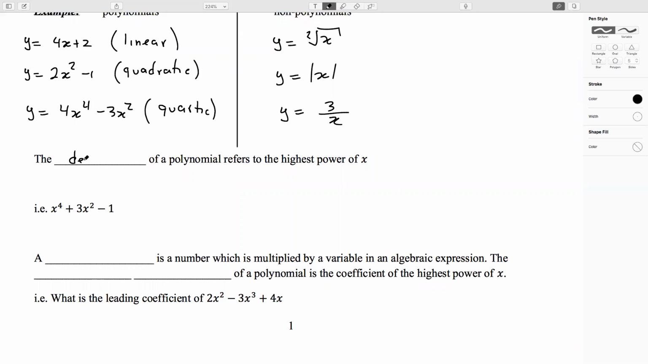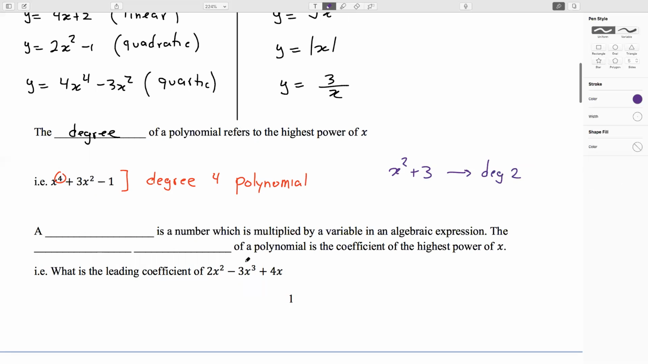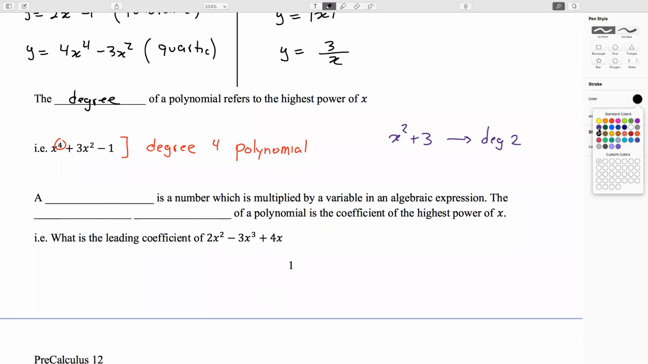The degree of a polynomial refers to the highest power of x. So for example, x to the 4th plus 3x squared minus 1, the highest power of x is 4, so the degree is 4, and we call this a degree 4 polynomial. If we had something like x squared plus 3, well, that's degree 2. So the degree is one of those things to look for. It's one of the defining characteristics of a polynomial. It's going to tell us what the shape of the function looks like.